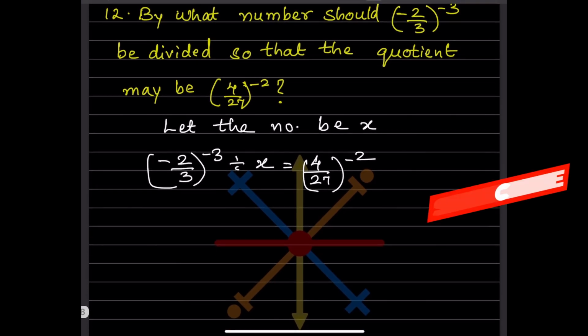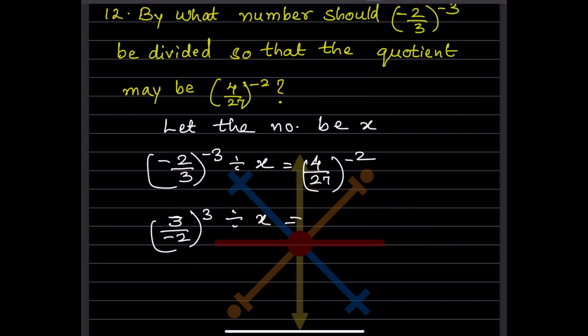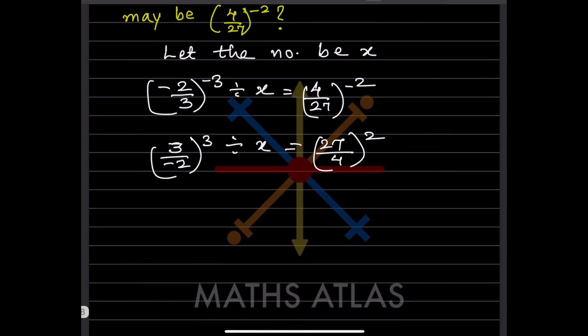Now this one, first let us make it positive by flipping it over. Divided by x is, here again with this we are going to make it positive, so that will be 27 by 4 raised to 2. So now what will you do here?